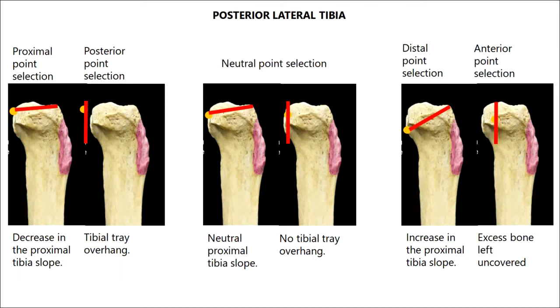Also, this landmark is used to calculate the amount of bone left uncovered or the extent of overhang by the tibial tray. As this is a direct measurement, the amount of the error in the anatomical landmark selection will be reflected to the same amount in the result. Hence, precision in selection of this landmark is mandatory.